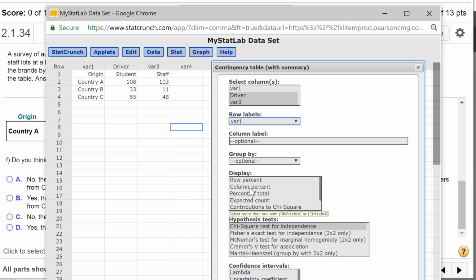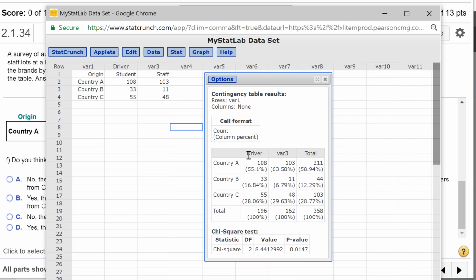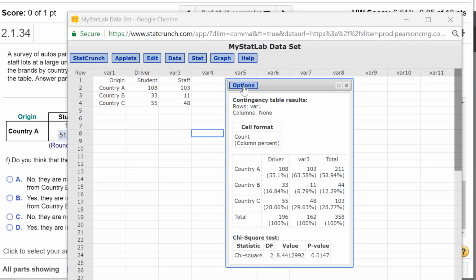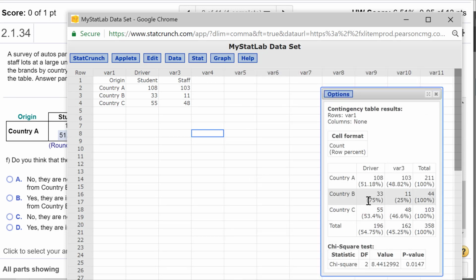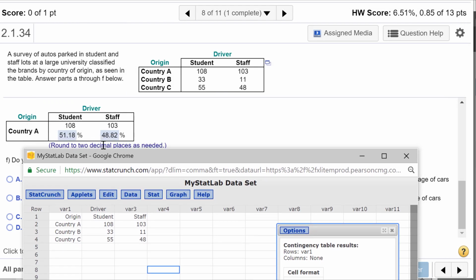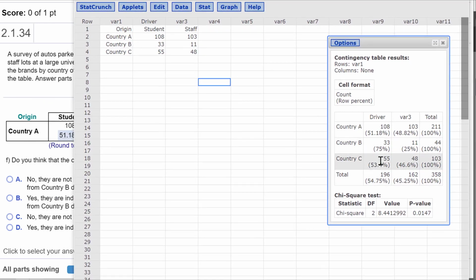For instance, let me go ahead and do column percent just so you can see what it looks like. And there are our column percents. 55%. This is of this particular column. You could also do the row percent. So one of the examples we did, let me go back to this and do row percent. Do these look familiar? 51.18, 48.8, and there we are right there. Okay, so you can use StatCrunch to get at these. Sometimes it's a little more power than we need, just as easy to use the calculator for that.